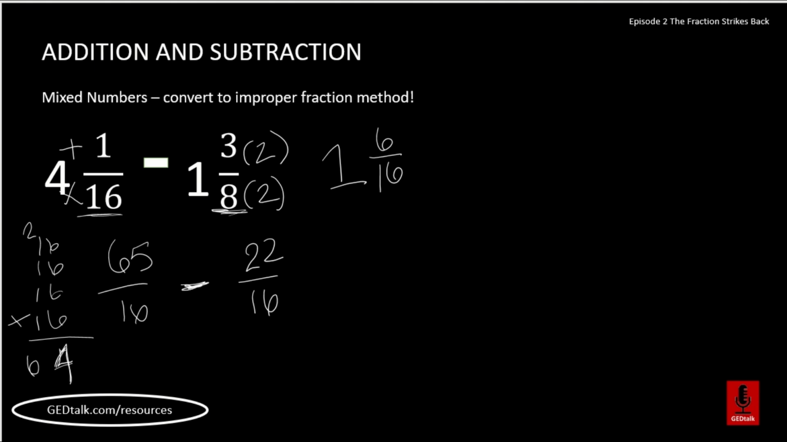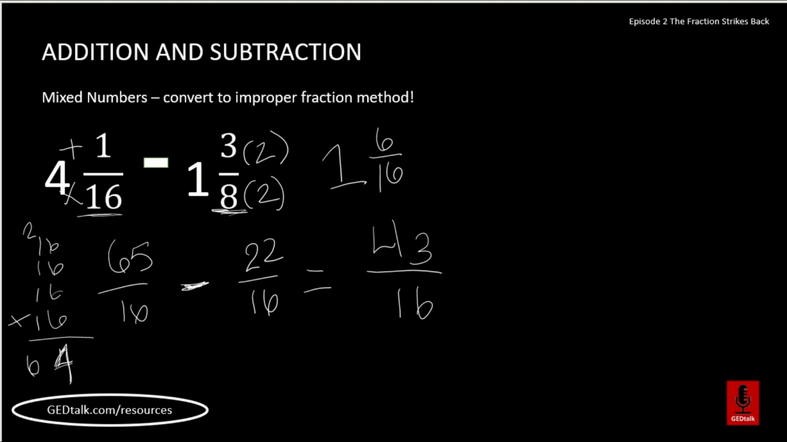Now we're going to subtract. So I have 65 minus 22. So 5 minus 2, let's draw the layout. 5 minus 2 will give me 3. 6 minus 2 will give me 4. And then I keep the denominator as 16. So we have 43 over 16.